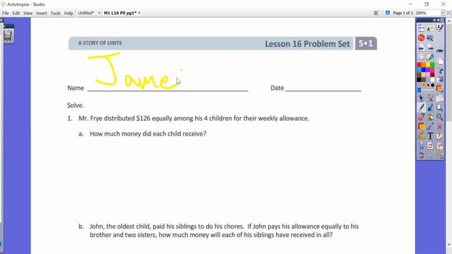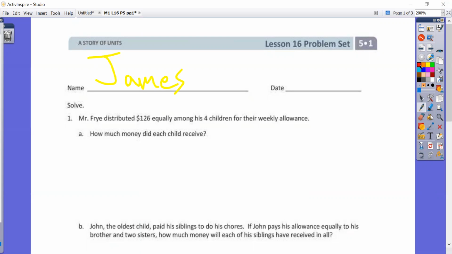So I'm going to go ahead and put my name on the paper, and I'm going to change color because I want to be able to see my work. And we're going to do the same steps: read, draw, write. We're going to read it. We're going to draw a little tape diagram to represent our problem. And then we are going to write a statement after we solve the math.